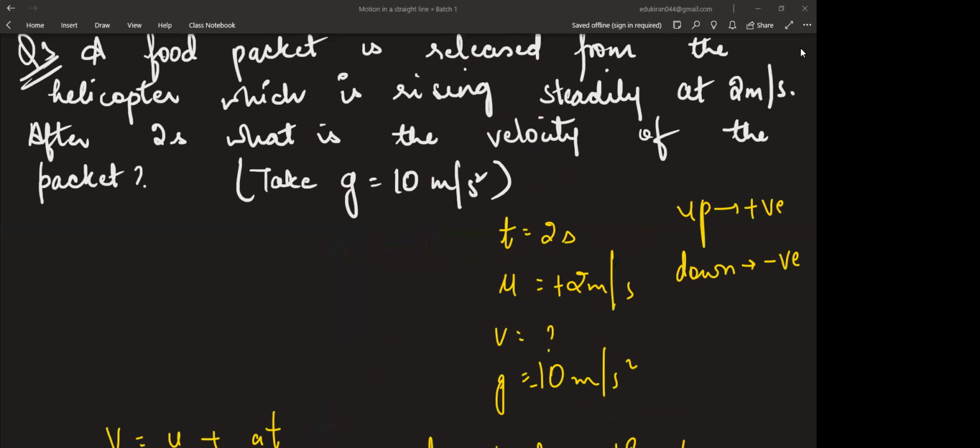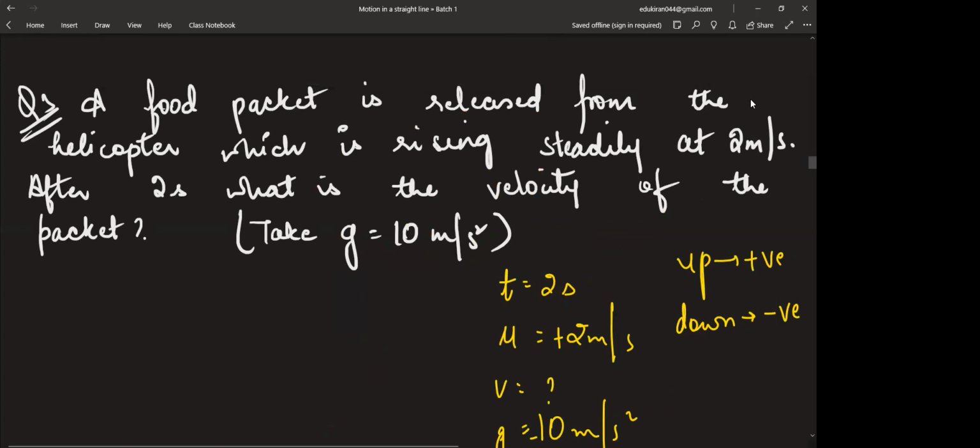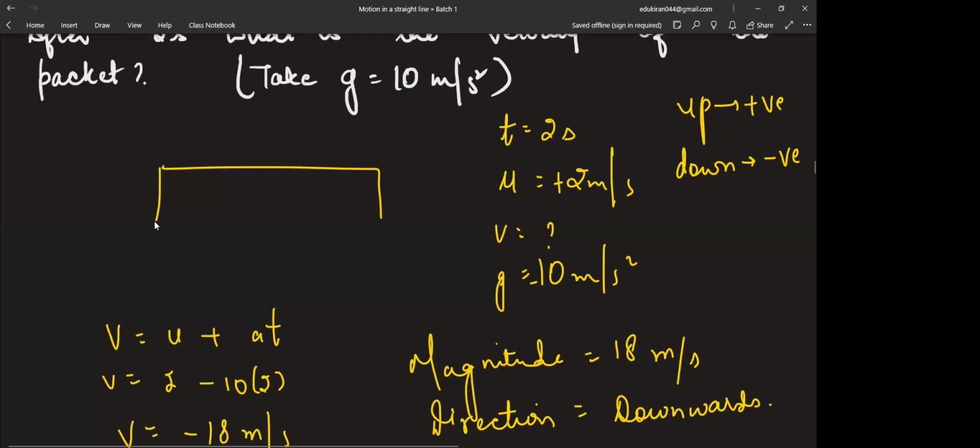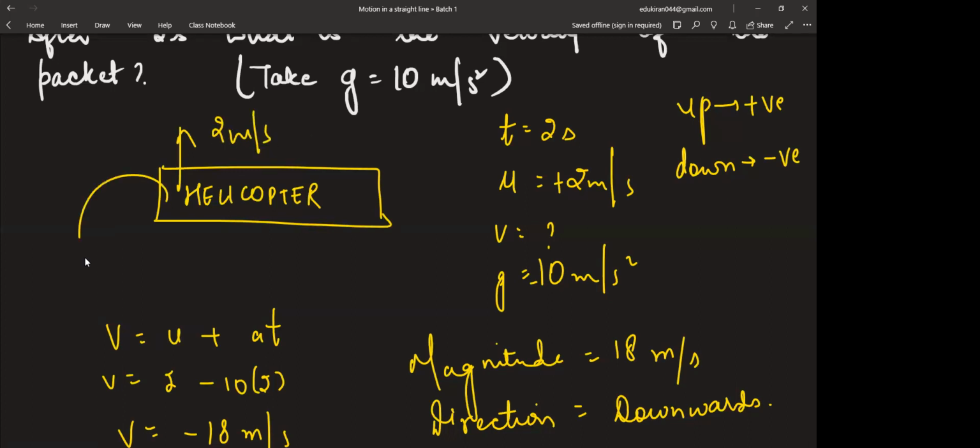See, class, this is a very short question. Let me discuss this with you. Then one question will be left from this topic. It says that a food packet is released from a helicopter which is rising steadily at 2 meters per second. Class, what is meant by this? This means that a helicopter is present, and it is moving up with the velocity of 2 meters per second. A food packet is being thrown out. When the food packet is just thrown, it will have the velocity of the helicopter. So our initial velocity also becomes 2 meters per second.